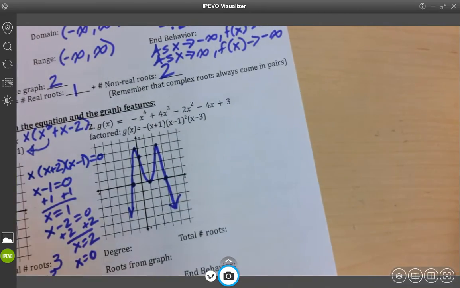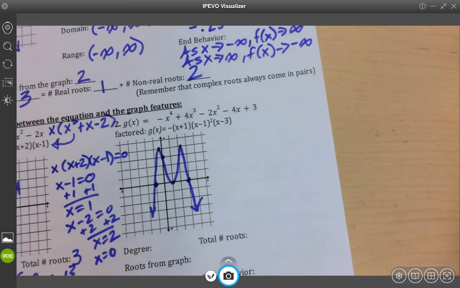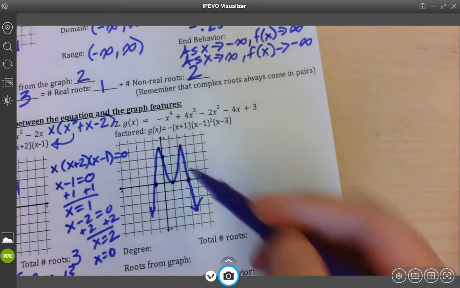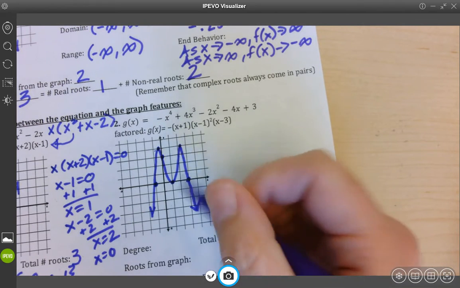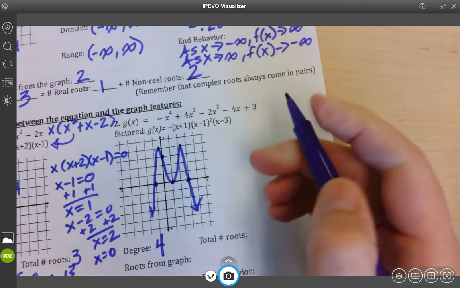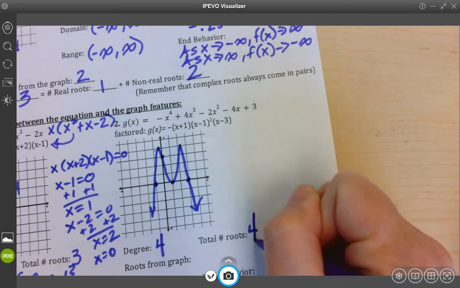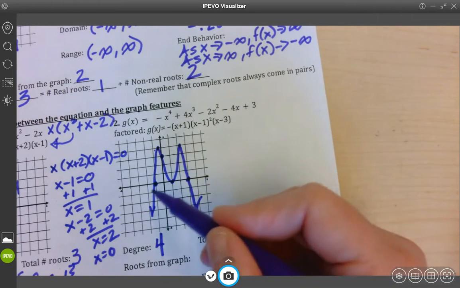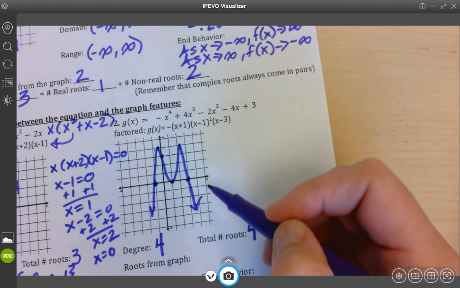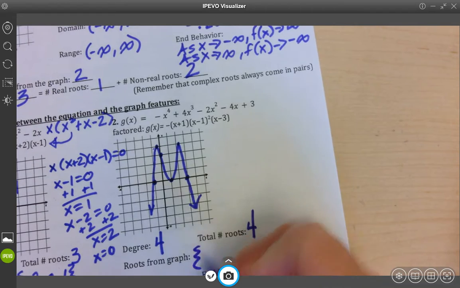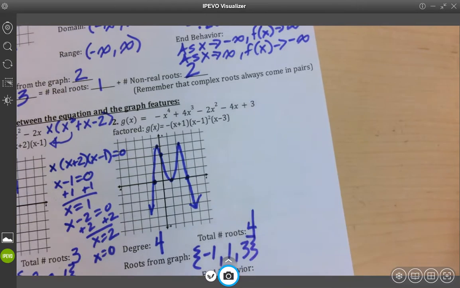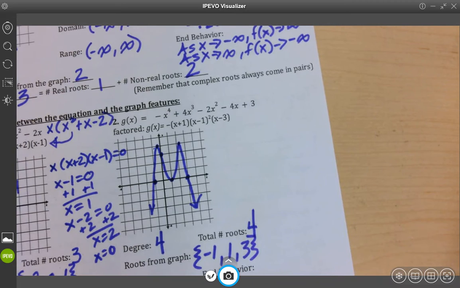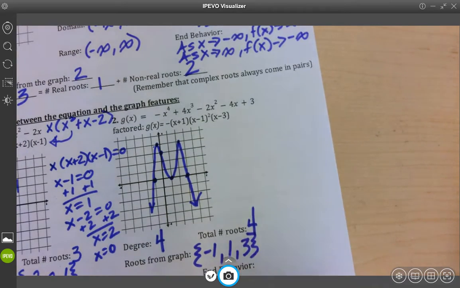All right, what was the degree? 4. It's 4. Now you could find that because there are 3 turning points, or you could find that because the biggest exponent is 4. We have a lot of info here, which means the total roots are 4. On the graph, how many different roots did we find? 3. That's problematic. So we got -1, +1, and 3. Did you guys find the y-intercepts? 3, okay.